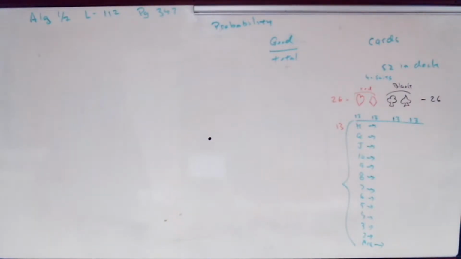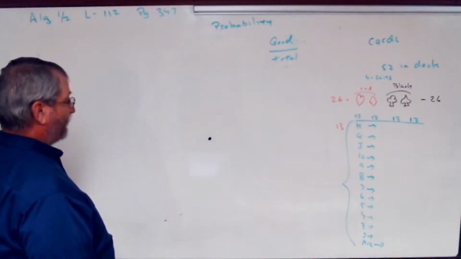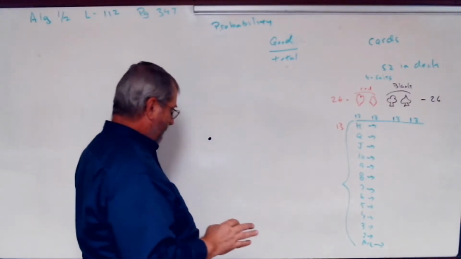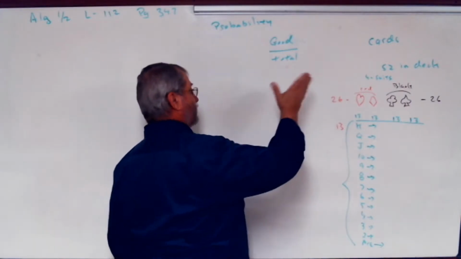Algebra Half, lesson 112, page 347. It's about probability. There's three things that go on. We kind of met them last year a little bit. We're only going to talk about probability. There's probability, chance, and odds.